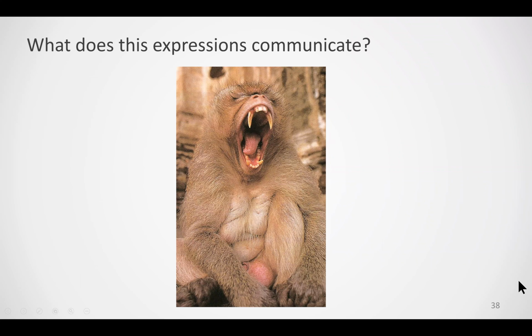So what could this expression communicate? It could be a yawn. That's possible, but more than likely it could be a yawn because the eyes are closed. Another possibility is it could be a threat, could be an averted threat. That most likely would be eyes open.